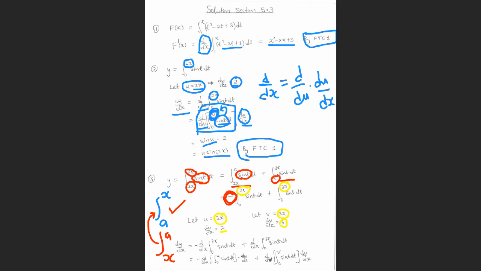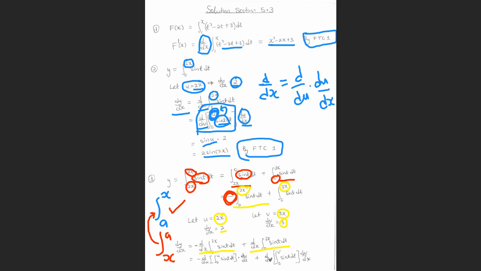Now, notice it, dy dx is just going to be, we need to differentiate this piece here. So it's going to be minus, so we'll just take the minus sign in first. So minus d dx of the integral from 0 to 2x sine t dt plus, so we split out the derivative. So d dx of the integral from 0 to 3x sine t dt. Now look at what chain rule says. Chain rule says d dx can be written as what? d du times du dx.